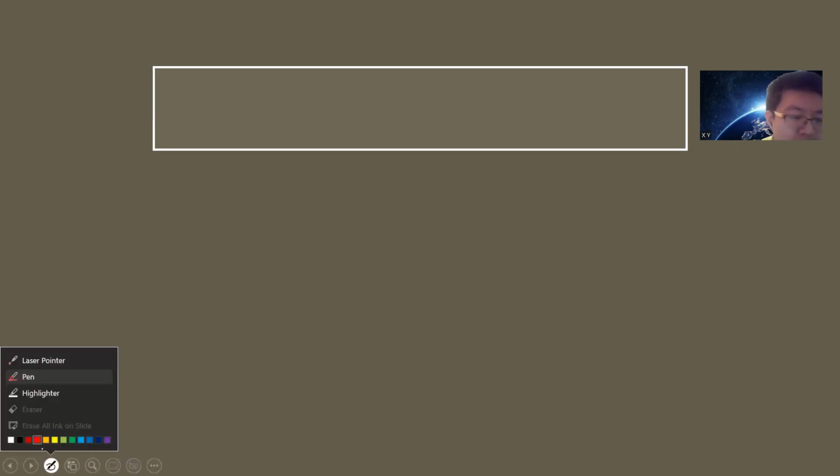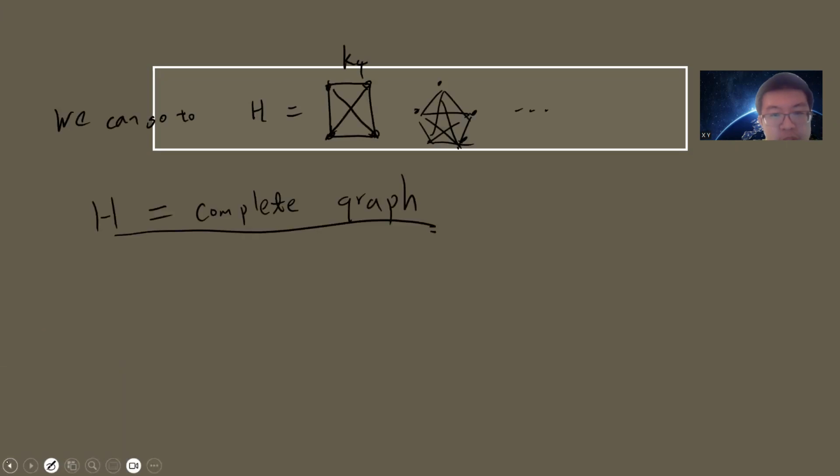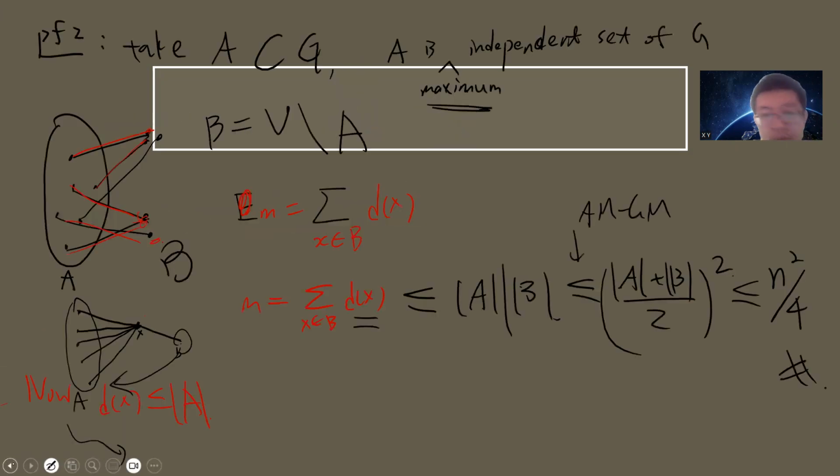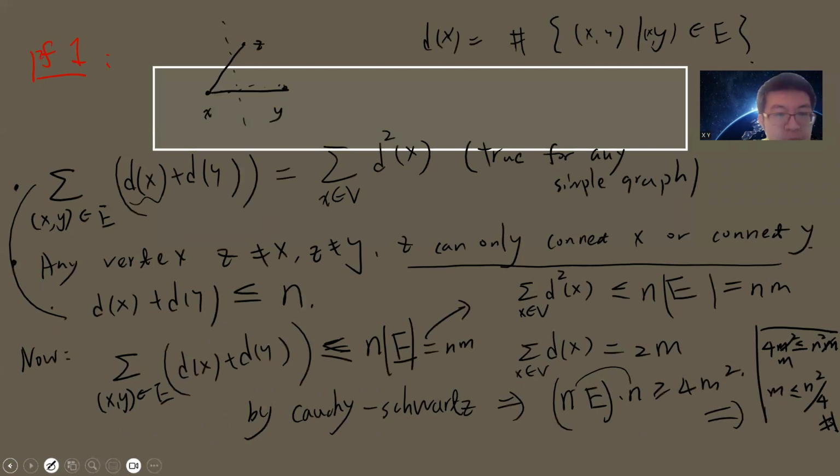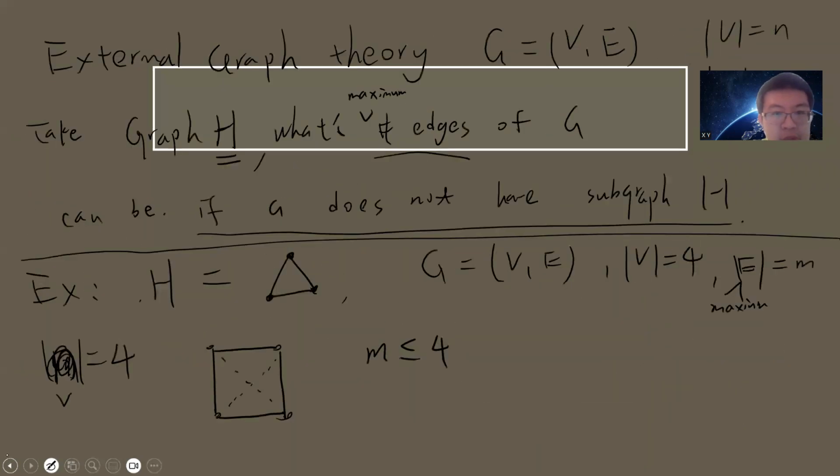Hey, what's up, guys? So this is my second video about extremal graph theory, and previously we talked about the Mantel theorem. Let me quickly remind you. Extremal graph theory basically asks: given a subgraph H, what is the maximum number of edges of an n-vertex graph G which does not have the subgraph H?